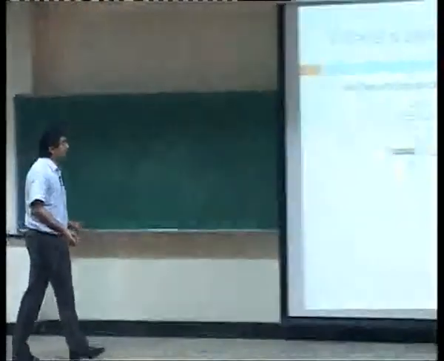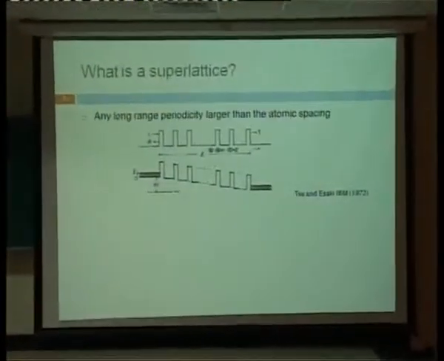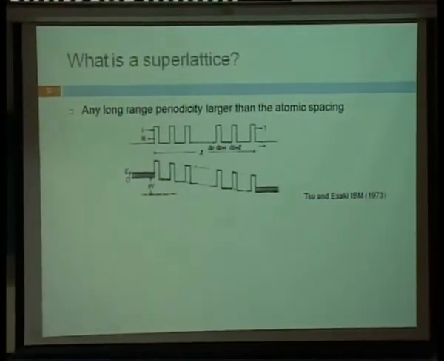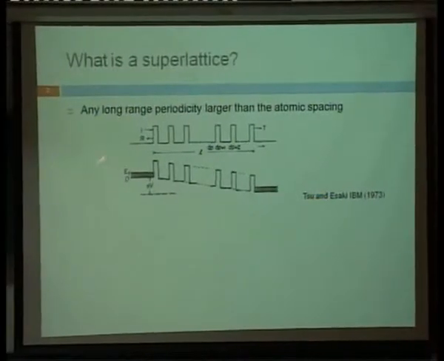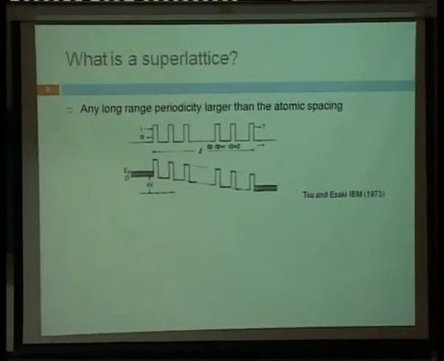So superlattices are very common. Any long-range periodicity in your system is very common in many aspects of solid-state physics, but certainly in transport, you can make superlattices in semiconductor heterostructures. There's a very nice set of experiments and work done earlier at IBM, where you can make very nice devices using superlattices. So this is the earlier paper of Esaki and Tsu at IBM.